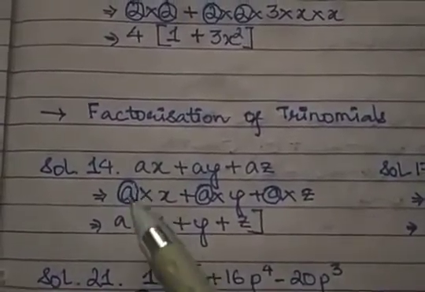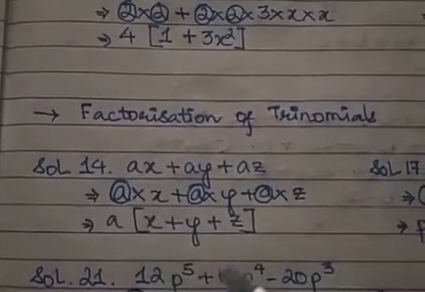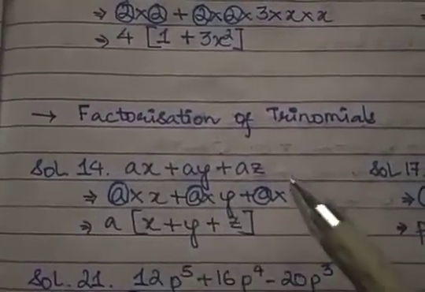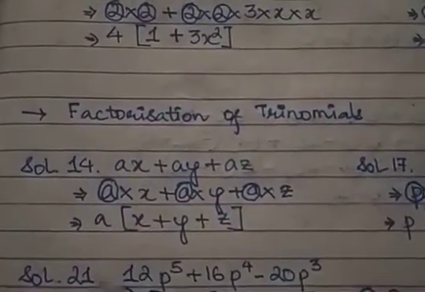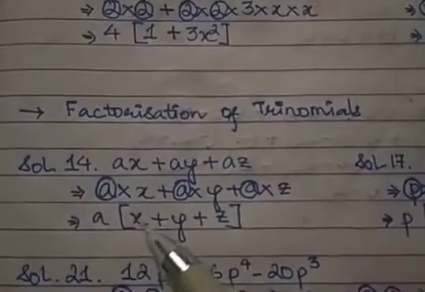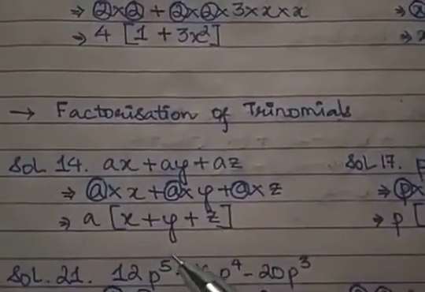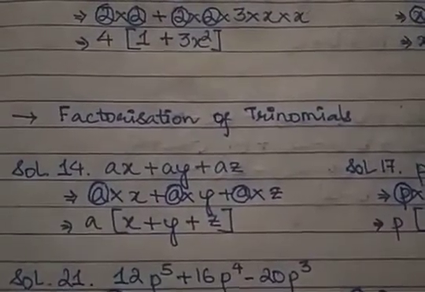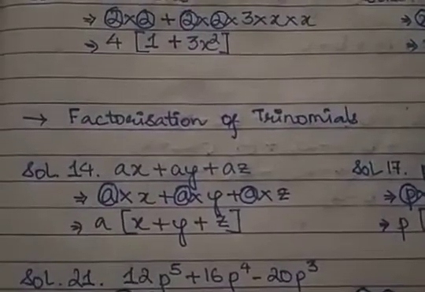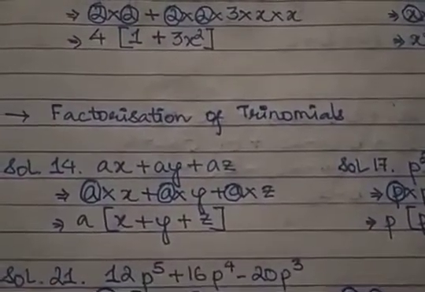What do I see? I see a as common from all the 3 terms. See, first term, second term and third term, I have marked it within the circle, isn't it? So if I take a as common from all the 3 terms, what's left from the first term? x. What's left from the second term? y. What's left from the third term? z. The sign doesn't change because we haven't taken a negative as common. So therefore, the answer is a within bracket x plus y plus z.